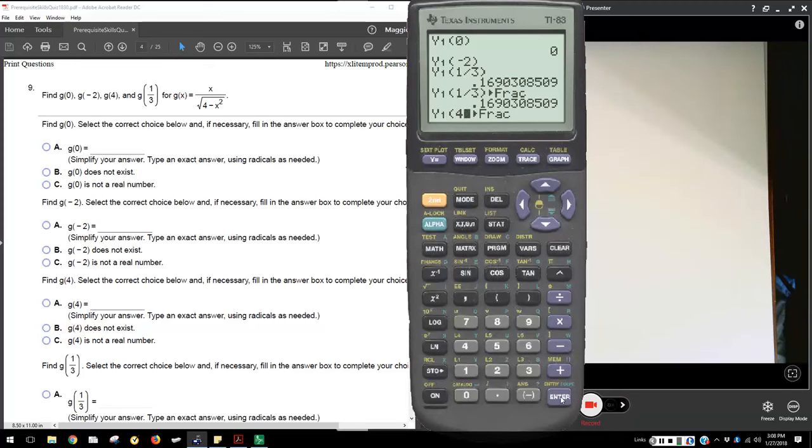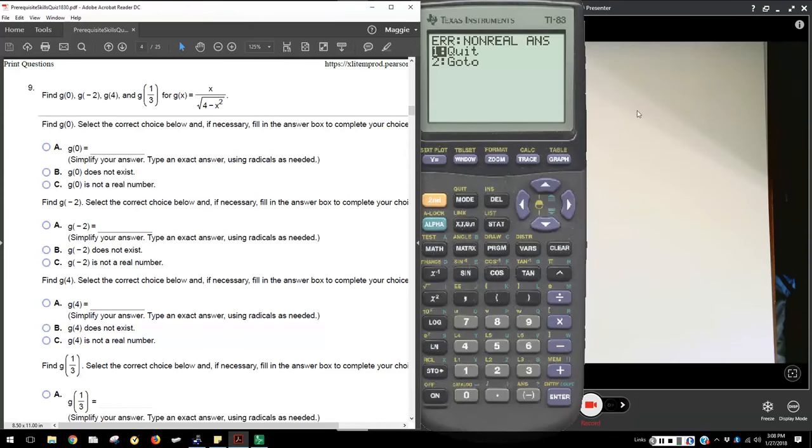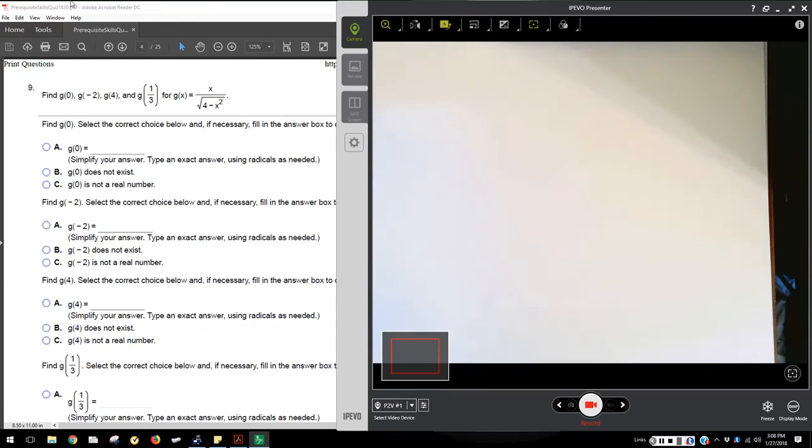And I'm going to ask it as a fraction, even though it probably shouldn't need to be a fraction. And it says it's a non-real answer. So I'm going to need to investigate g of 4 and g of 1/3 further. So we are going to do those over here on the side.